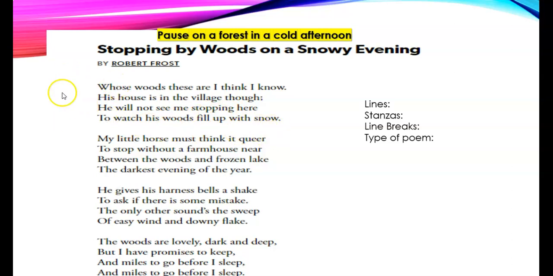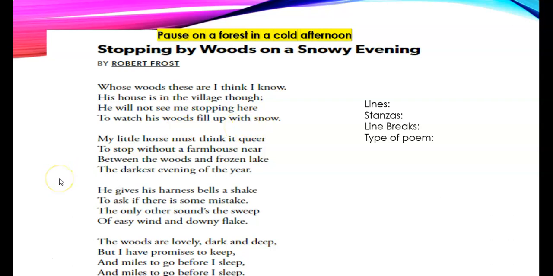So I can already see a person walking through where? Through the woods. And what's happening? How is he feeling? We could infer that he's cold, right? We can conclude that he's probably feeling cold because remember what it says, to watch his woods fill up with snow.